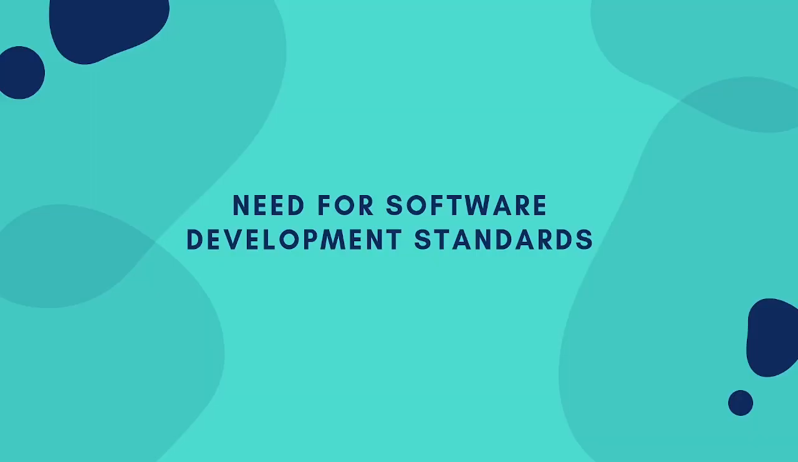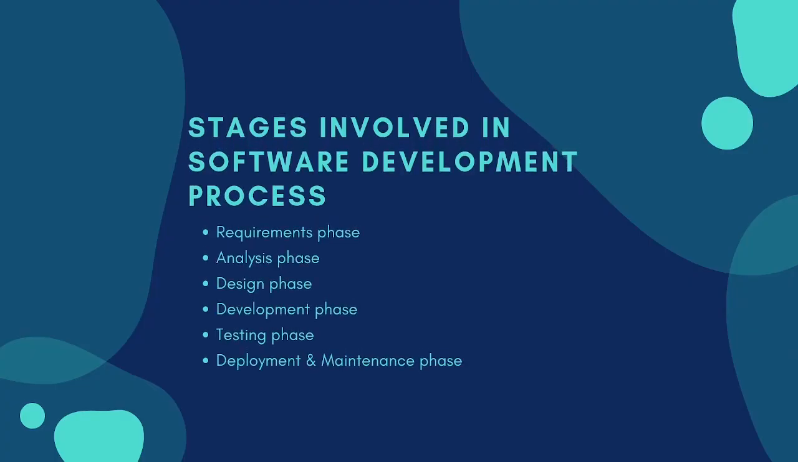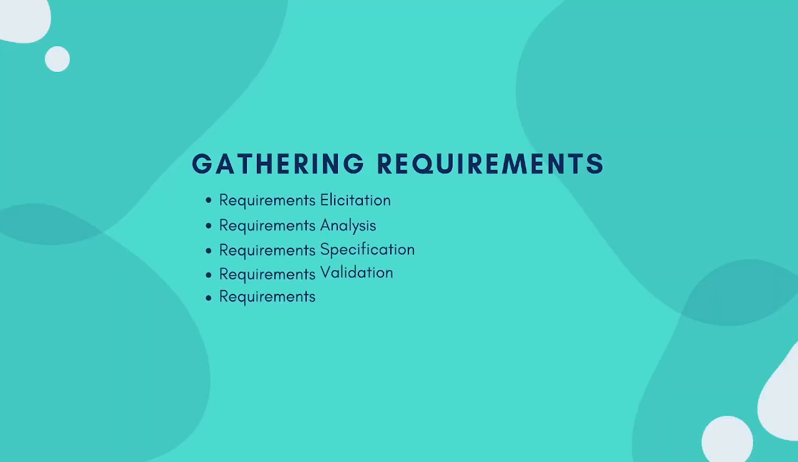Now, let's explore the various stages involved in a typical software development process. There are 6 stages involved: requirements phase, analysis phase, design phase, development phase, testing phase, deployment, and maintenance phase. First, let's talk about gathering requirements. This is the most important phase in the software development lifecycle.